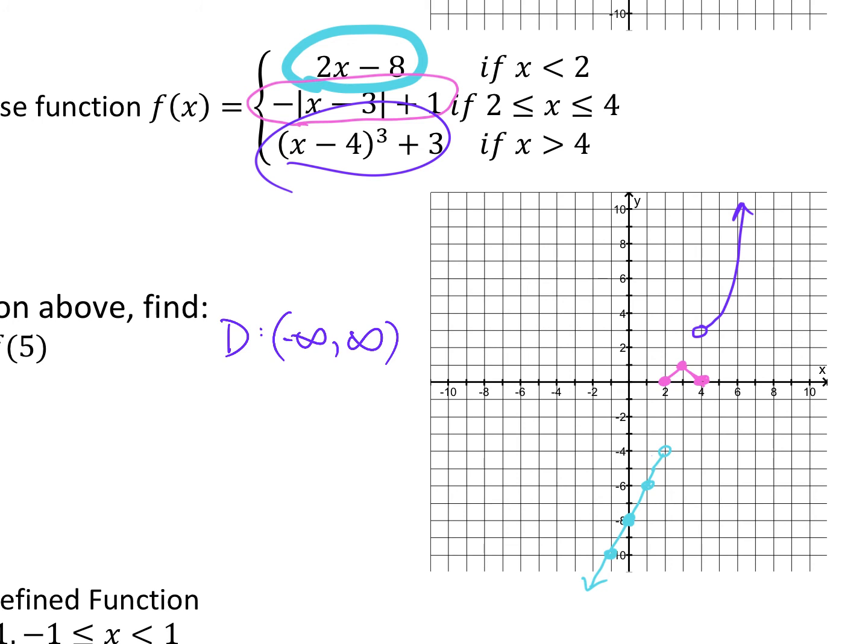Now, the range, not so much. Yeah? So the range, you got to tell me when we're missing pieces of this. Okay? So we're going bottom to top on this. So this first piece starts where? Negative infinity comes up to -4. What kind of symbol do I put there? Bracket or parentheses? Parentheses with that -4.